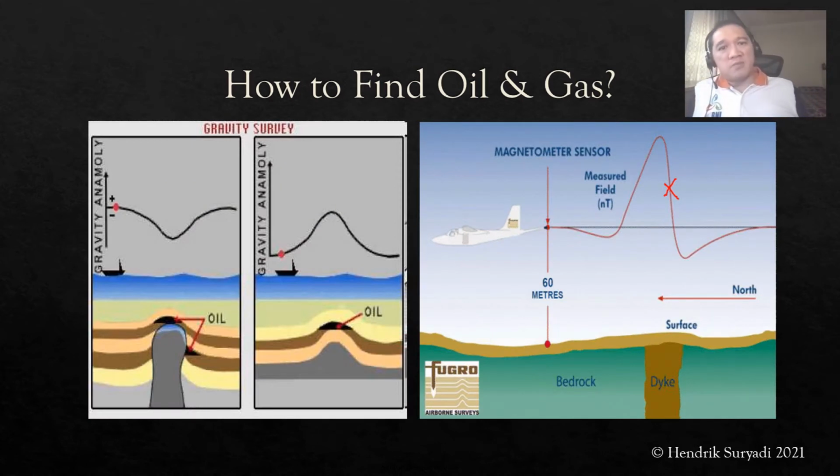The next method is by measuring some of the Earth's properties, such as gravity and magnetic force around a specific area. So we can put a gravity sensor and a magnetic sensor onto a plane or a boat, and then do a survey to identify anomalies due to those structural shape variations. And by looking at the records of the measurement of those properties, we can predict the potential shapes of the structure underneath the earth.